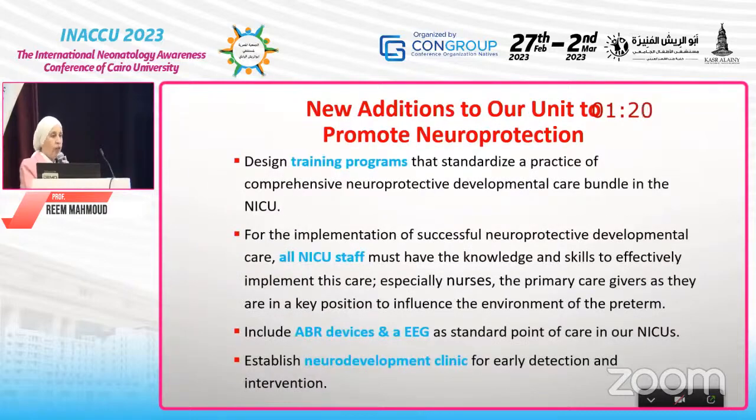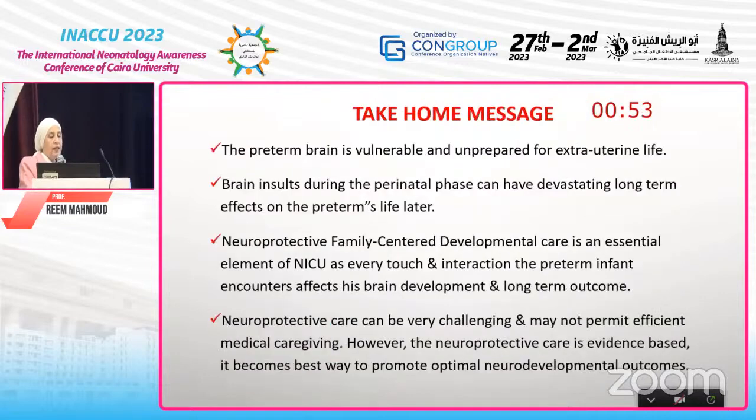What we can do as an addition is that our neonatal ICU should design training programs that standardize a practice of comprehensive neuroprotective developmental care bundle in our NICUs. For this, we need to train our nurses and involve the parents in 24/7 care of their babies. We may introduce an amplitude EEG and make a hearing test a routine care. And finally, establish a neurodevelopmental clinic in our neonatal ICUs.